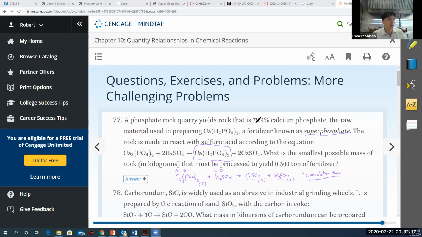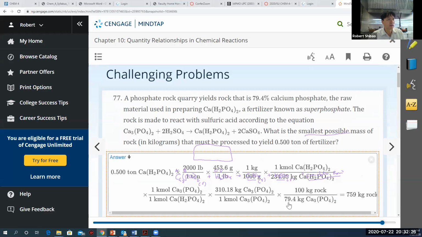But we're not getting pure calcium phosphate, we're getting rock. How much rock do we need? So we need one more conversion factor, and this is what makes it an advanced problem. The one more conversion factor is this one at the end. They're doing kilomolar masses. I don't do kilomolar masses or millimolar masses. I would have just gone grams. So here I would have done 79.4 grams of calcium phosphate for every 100 grams of rock, and then converted it to kilograms. So they got 759 kilograms. Did everyone get that? Pretty much. Yeah, and so this is the extra step that makes this a challenge problem.